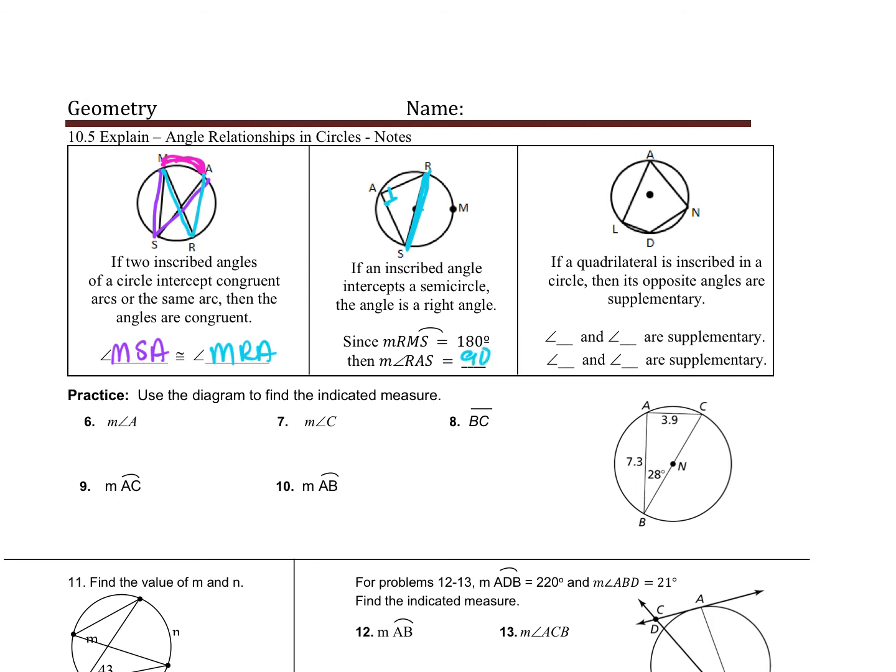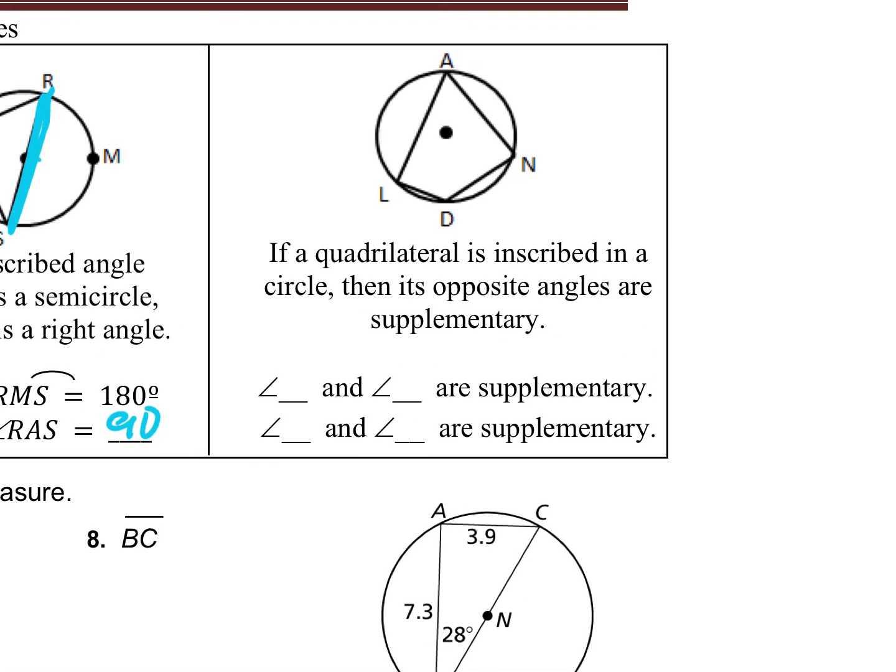Now we have a quadrilateral inscribed in a circle. So that means that the opposite angles are supplementary. So I have angle A is going to be supplementary to angle D. So if I keep up that same pattern, I'm going to say angle L is going to be supplementary to angle N.